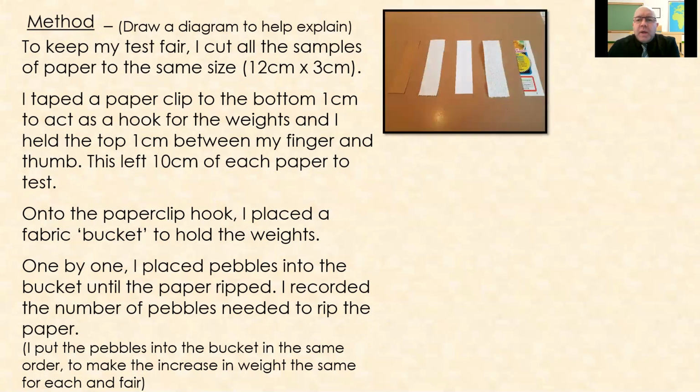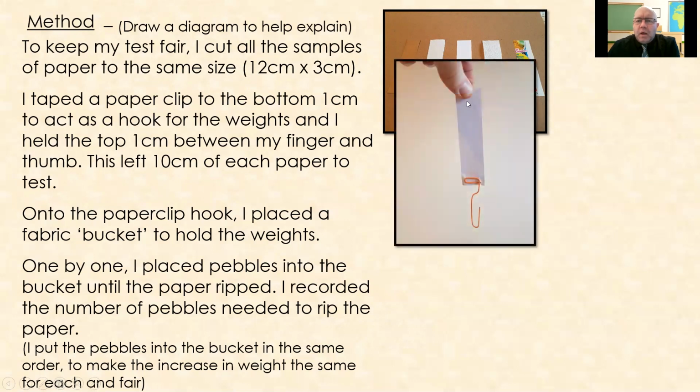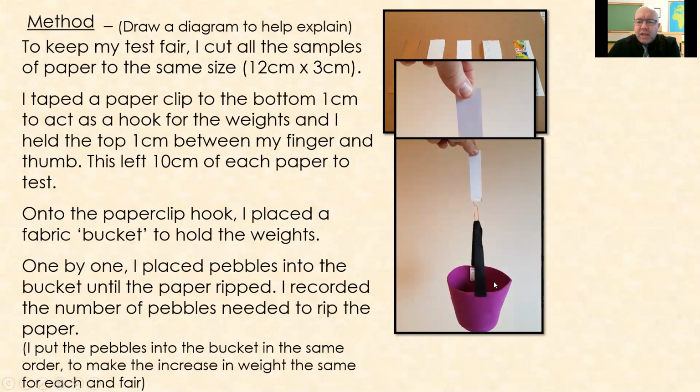So here are my photographs. I started with my 5 different pieces of paper. I've got the cereal box card, toilet paper, printing paper, kitchen roll, and then a piece of magazine paper. There's the setup. You can see finger and thumb in the top centimeter, and I've taped a paperclip hook in the bottom centimeter, and then 10 centimeters of paper is there to be stretched and torn as I add the weight. There's the fabric bucket I just found lying around.